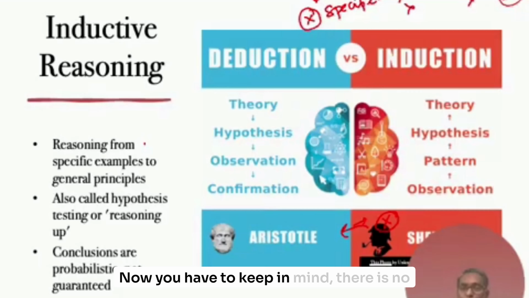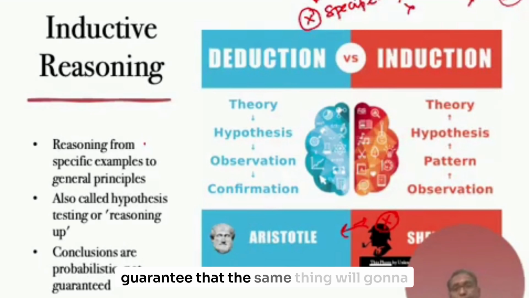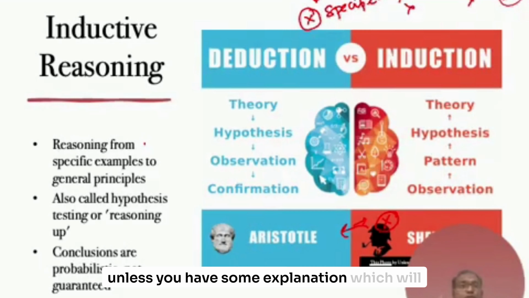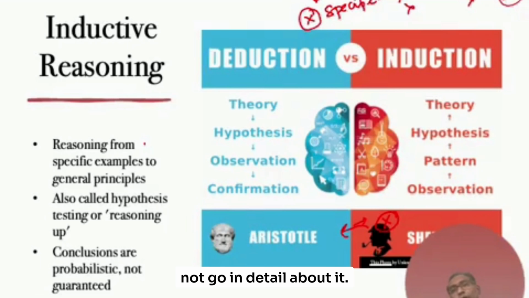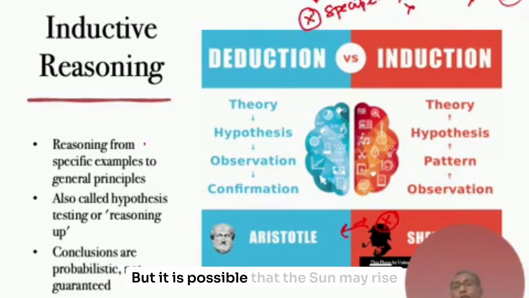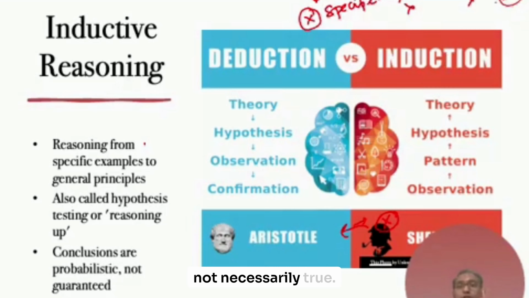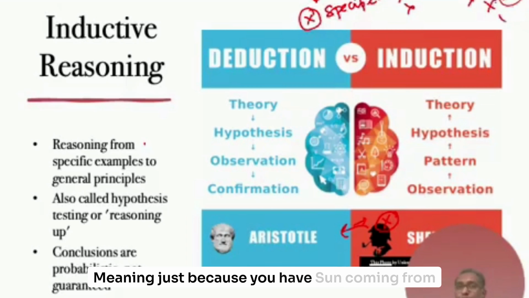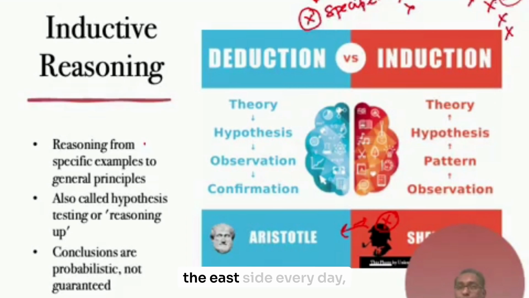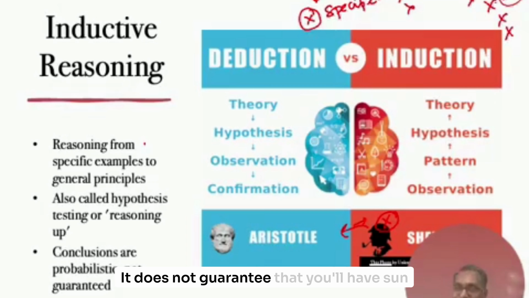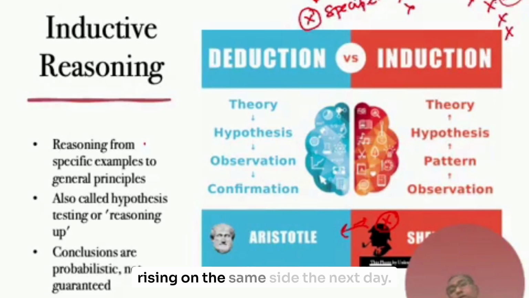Now, you have to keep in mind there is no guarantee that the same thing is going to happen unless you have some explanation, which we will not go into in detail. But it is possible that the sun may rise in the opposite direction for one scientific reason or another. We're not talking about the reason here. So your conclusion is not, structure-wise, necessarily true. Just because the sun comes from the east every day, it does not guarantee that the sun will rise on the same side the next day.